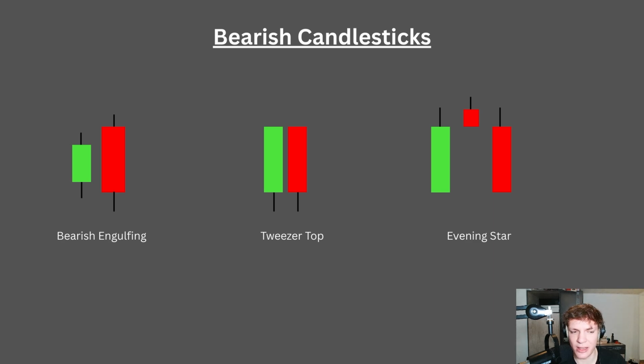This one appears at the end of an uptrend and shows that selling pressure is coming back into the market and that the buying pressure is slowing down. And the last option here, the evening star. This one is the opposite of a morning star. It has a strong bullish candle followed up by a small bearish candle and then a strong bearish candle.